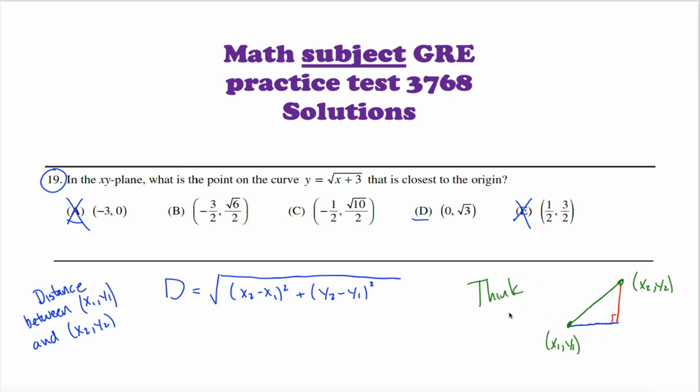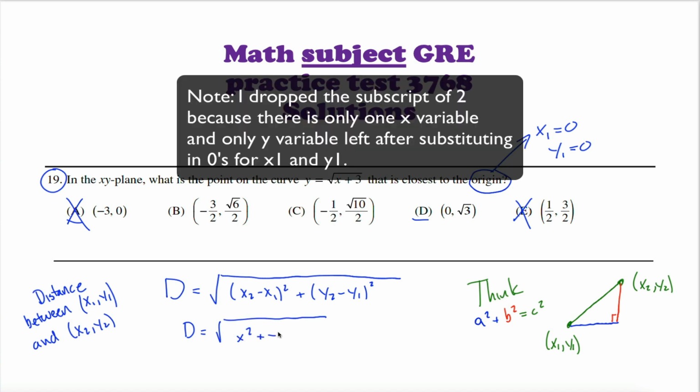If you had to find the length of the hypotenuse here, maybe you would think a squared plus b squared is equal to c squared. In other words, c is the square root of a squared plus b squared. Here's the c, here's the a, and here's the b. Anyways, conveniently in this problem one of the 2 points in question is the origin. So we can change the x1 and the y1 in this formula into zeros. And that tells us that the distance is equal to the square root of x squared plus y squared.